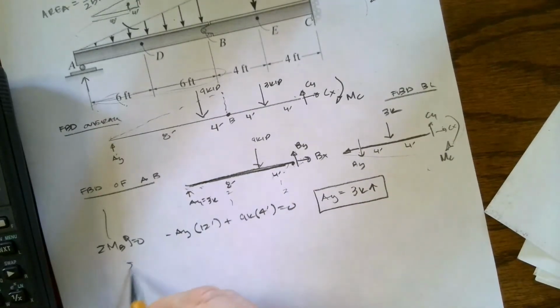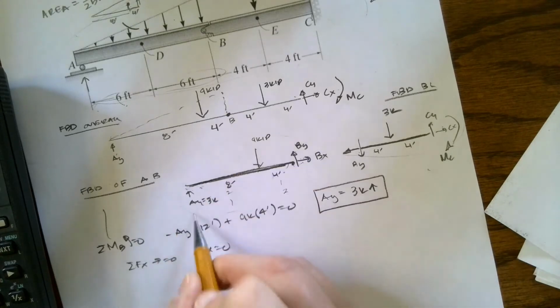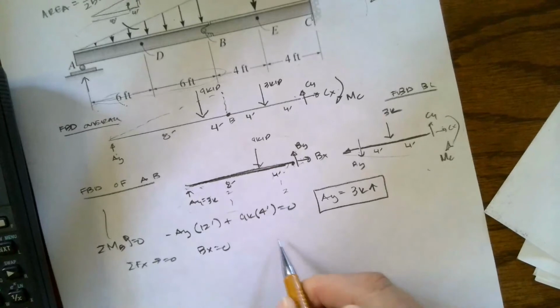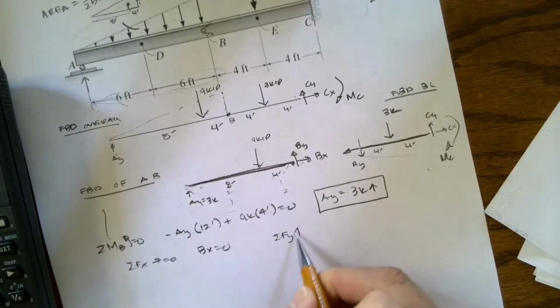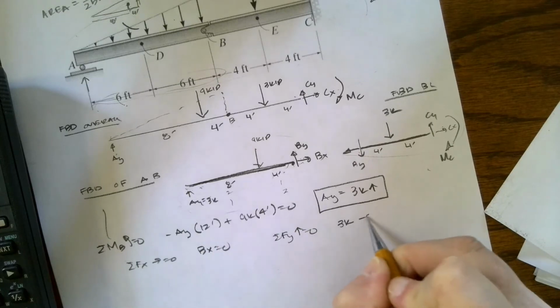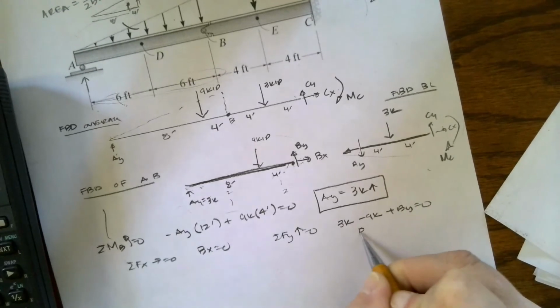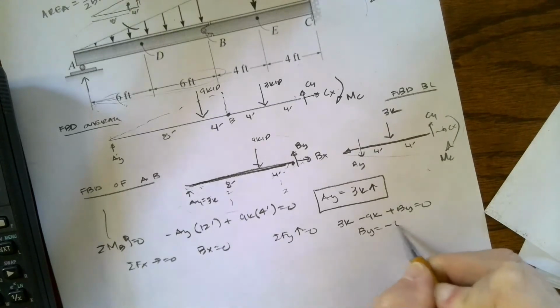So now let's sum forces in the x direction, and I find that BX equals 0. There's nothing else on here to balance out an x. And I can sum forces in the y direction. So I get AY, which is 3 kips, minus 9 kips, plus BY equals 0. So BY equals negative 6.